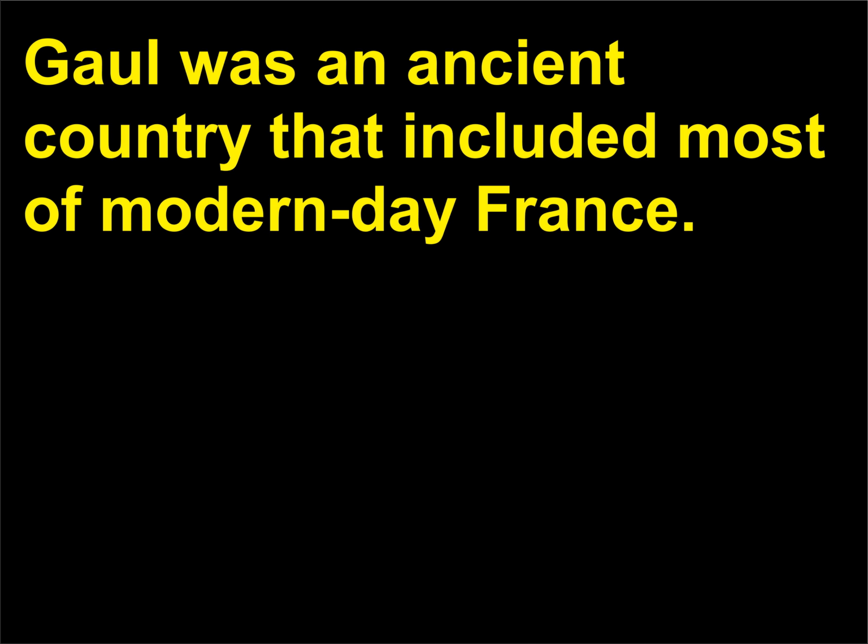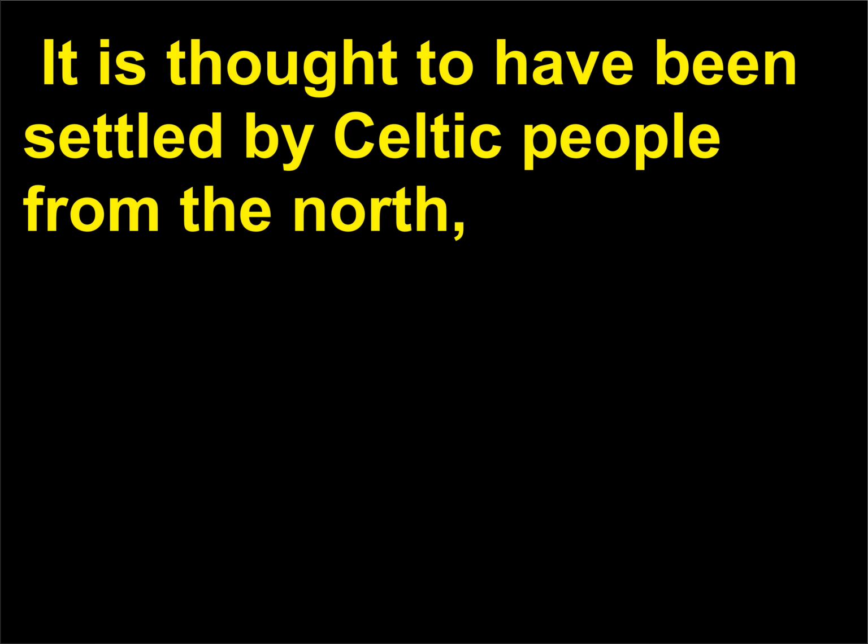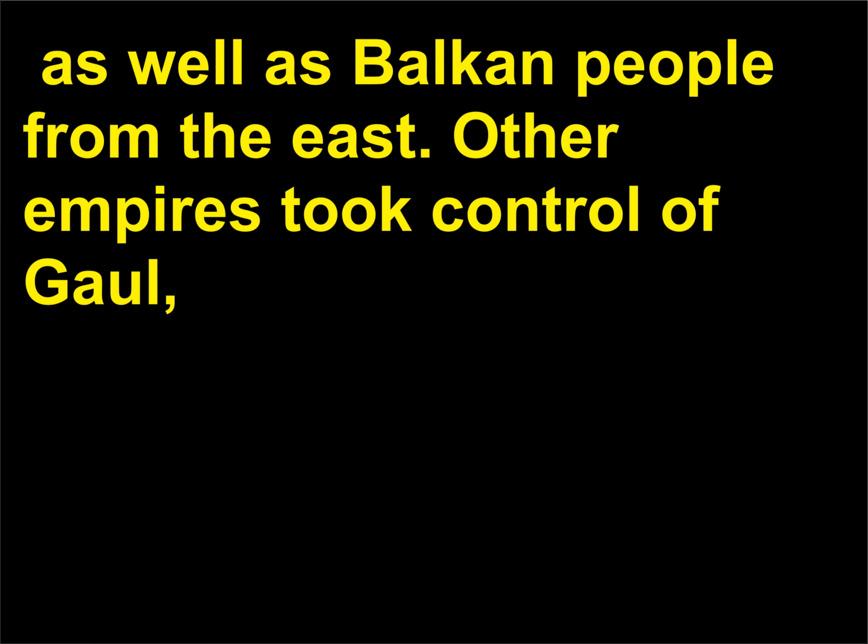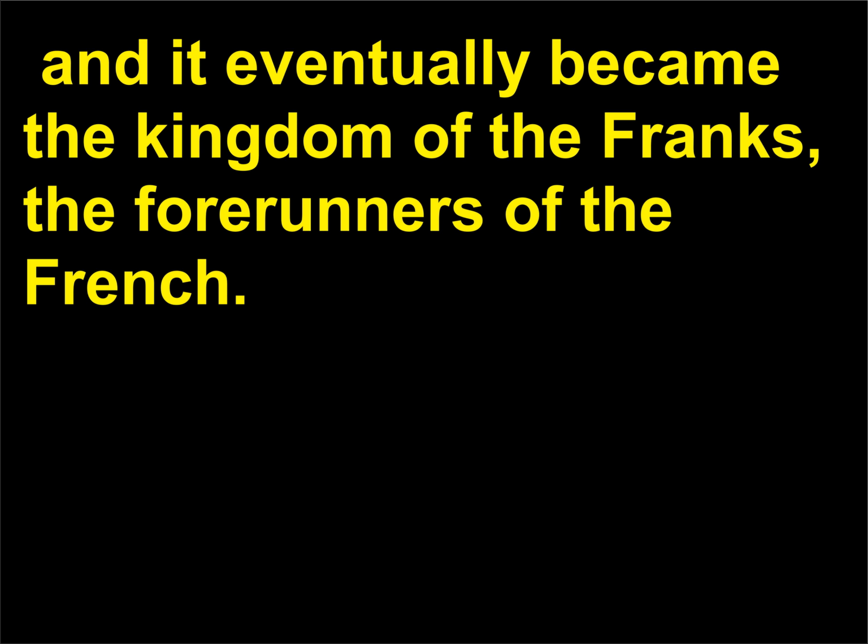Where is Gaul? Gaul was an ancient country that included most of modern-day France. It is thought to have been settled by Celtic people from the north, as well as Balkan people from the east. Other empires took control of Gaul, and it eventually became the Kingdom of the Franks, the forerunners of the French.